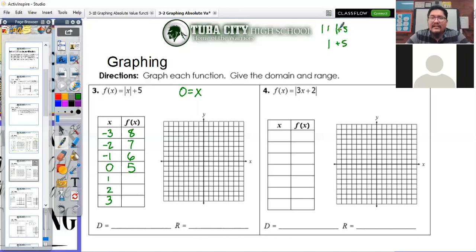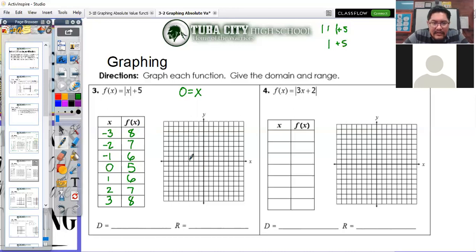And if I take the absolute value of 1, it's just going to stay 1. And I just get 1 plus 5, which is 6. 2 plus 5 is 7, and 3 plus 5 is 8. But again, this column here should be the same on both sides. If you pick numbers the same distance apart, it should be the same, which all of these are one number apart on the x side. Since they're all only one number apart, these numbers should match. So now we should be able to graph it.